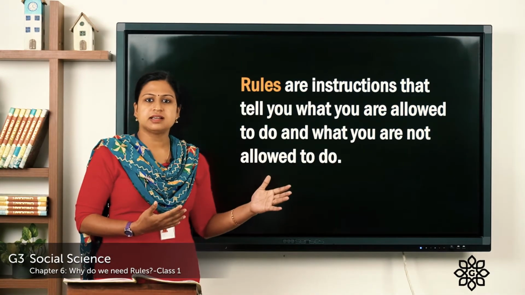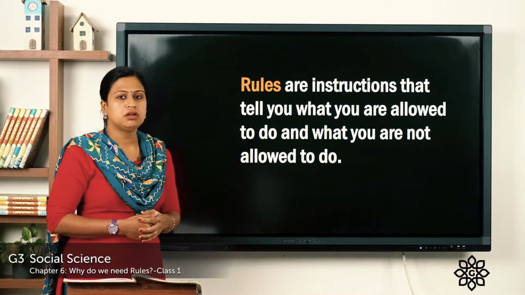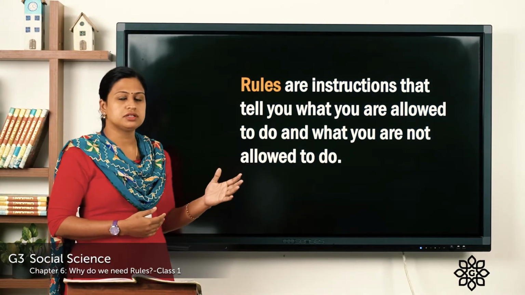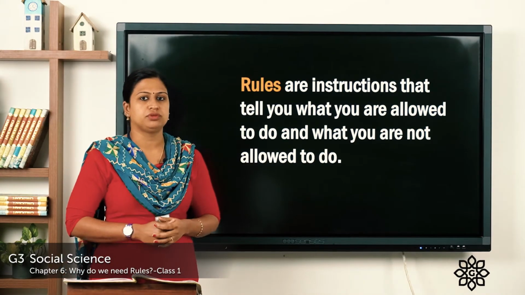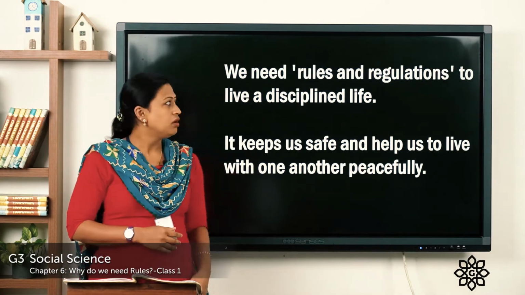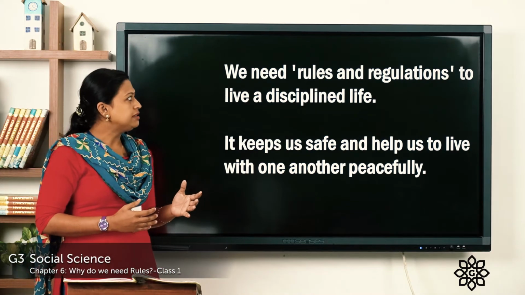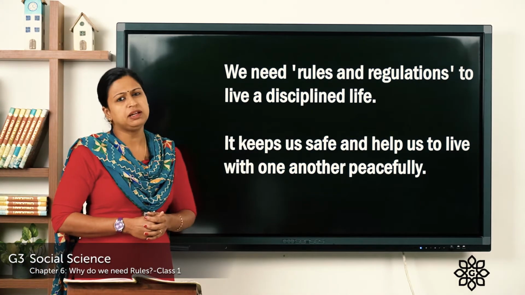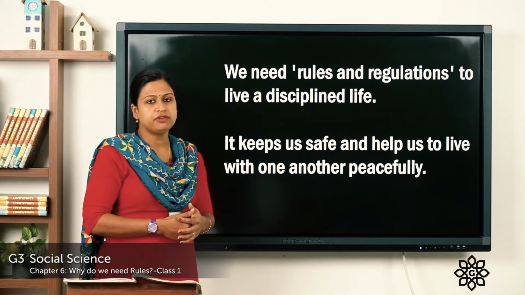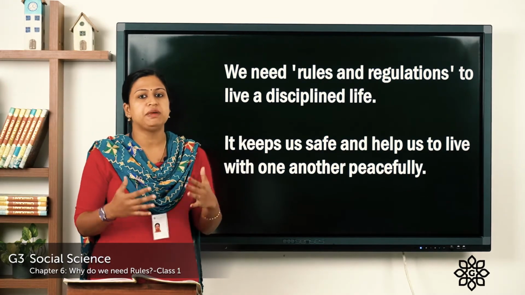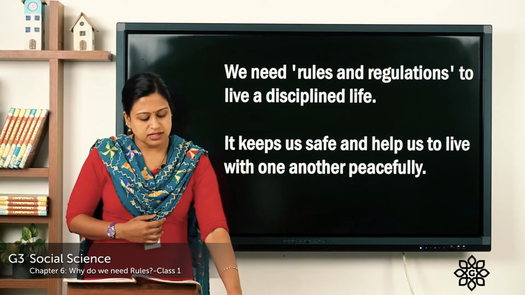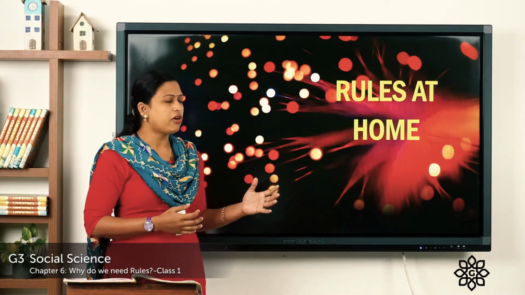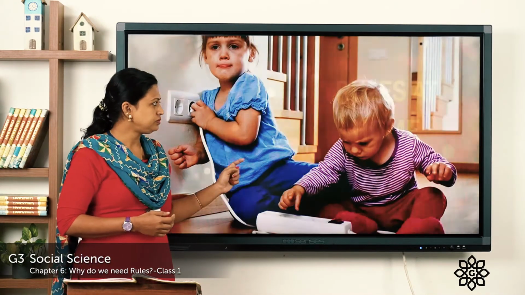Now, let's discuss what rules are. Rules are instructions that tell you what you are allowed to do and what you are not allowed to do. Rules help us to live a disciplined life. They keep us safe and also help us to live peacefully together. So, we'll discuss some rules that we follow at home.